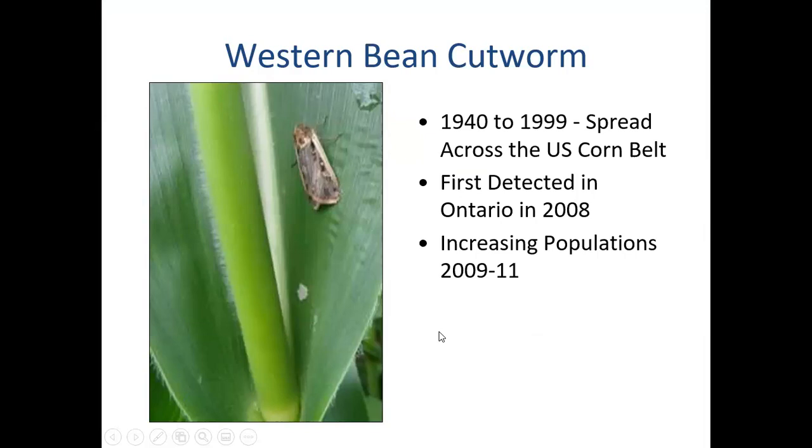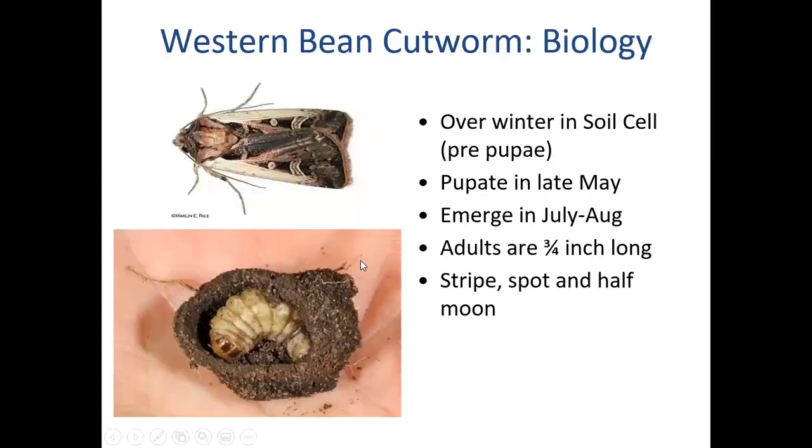And we saw increasing populations through 2009 to 2011, and then things did seem to level off a bit, but it is still a major concern in field corn and somewhat less of a concern in sweet corn. The moths themselves are actually kind of pretty compared to many of our sweet corn moths, and they have the spot and the stripe. It's quite characteristic.